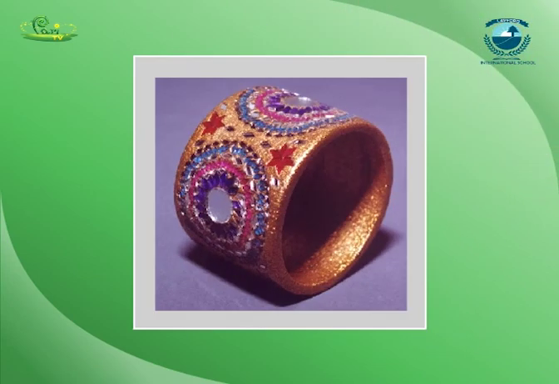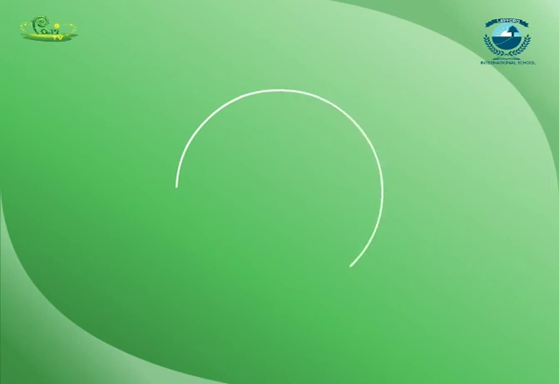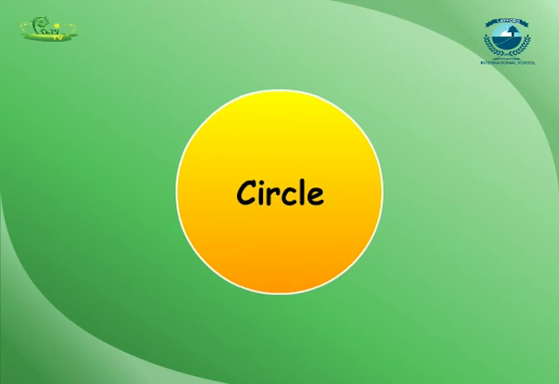Have you seen the bangle? Yes? Very nice. Then tell me, what is the shape of the bangle called? Don't you know? It is in the shape of a circle. Let me tell you what a circle is. A circle is a simple closed curve which is not a polygon. A circle is round in shape.